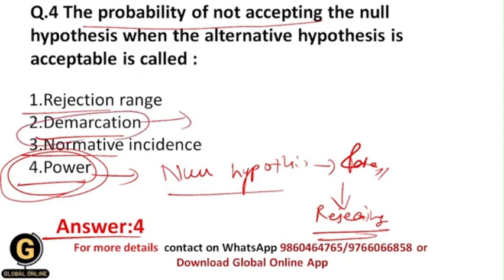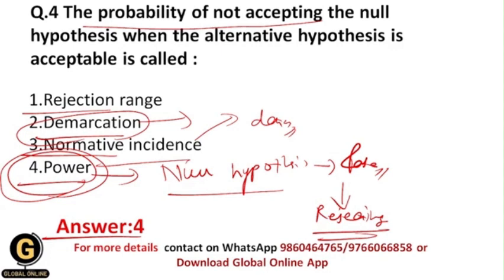Now students, what is this demarcation? Basically demarcation is the marking of limits or boundaries. Then what is normative incidence? Basically normative incidence is taken from the normative data itself, and this is the data from a reference population that establishes a baseline distribution for a score or measurement, against which a score or measurement can be compared.